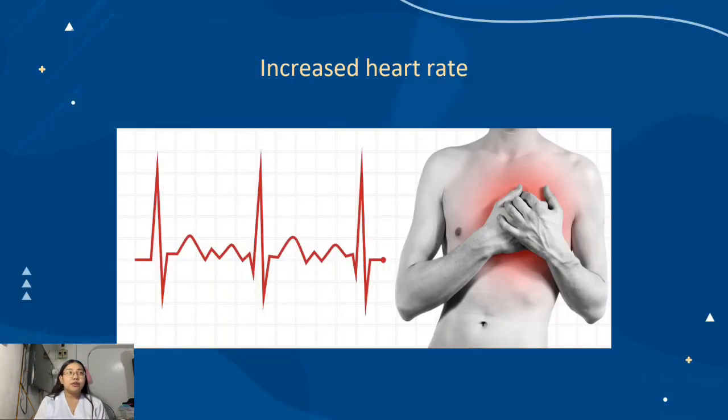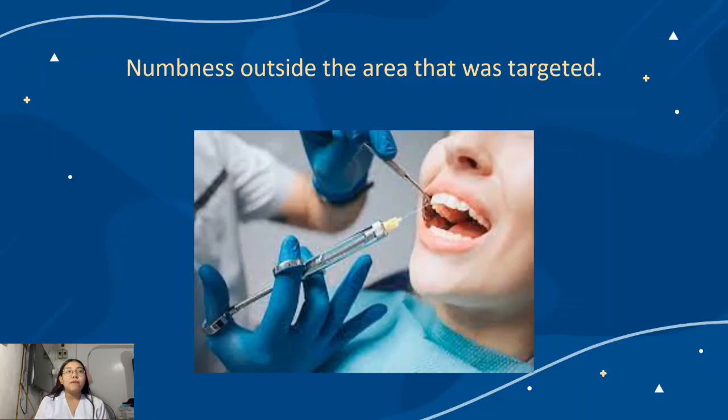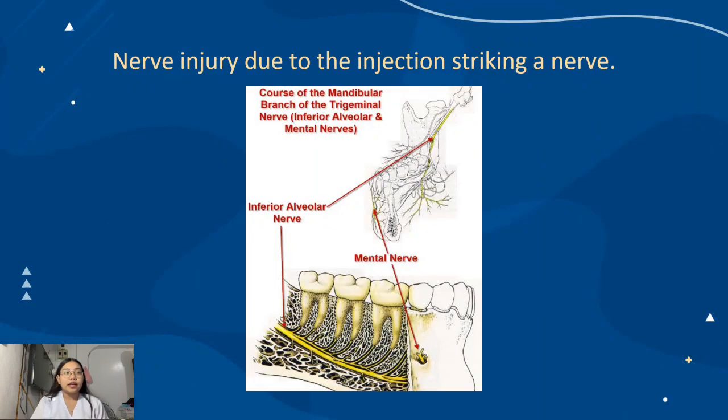Second is an increased heart rate. That explains why a tooth extraction is not possible if you already have high blood pressure. This increases the risk of a heart attack or cardiac arrest. Third is numbness outside the area that was targeted. This can affect the way your face looks for a few hours. It can also prevent you from blinking properly and decrease other facial movements. Fourth is nerve injury due to the injection needle striking a nerve. This can lead to pain and numbness that lasts several months until the nerve heals.